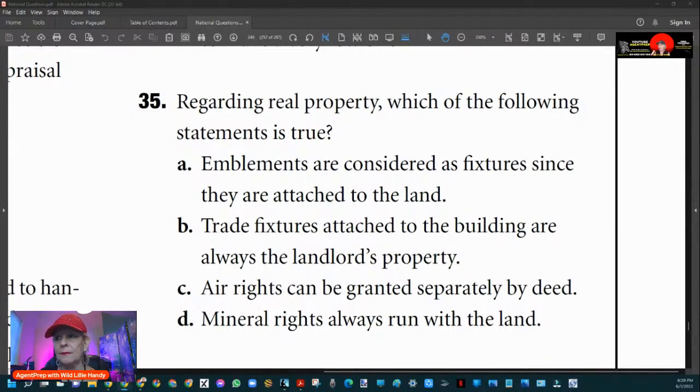No, it is not D. Mineral rights are like oil or other things in the ground that are part of the land, however, can bring an extra source of income, money, because not all land will have mineral rights, you know, oil and gas and others. So it is not D. So regarding real property, which of the following statements is true?